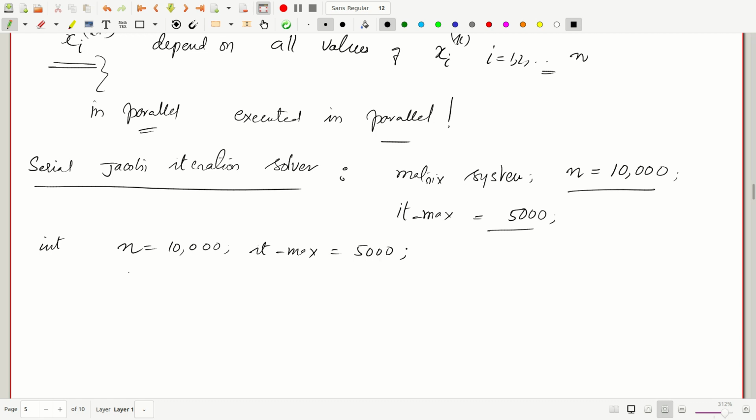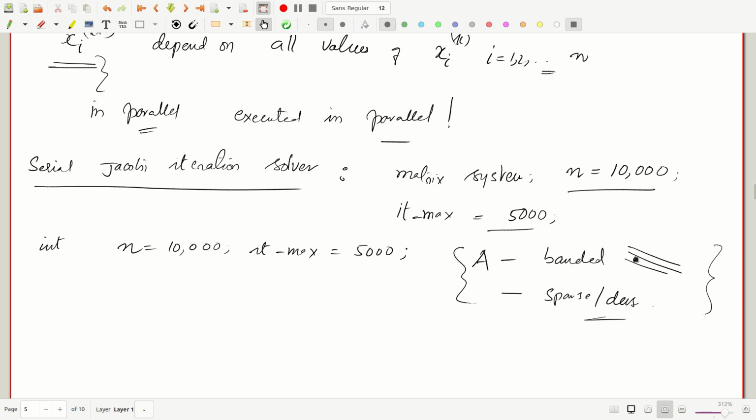We also have to consider that we can have both possibilities. Either A is banded, in which case you have only the main diagonal and the super and subdiagonals, or A can be a sparse matrix or a dense matrix. So let us try to consider both cases. If it is banded, you are going to store only these values.